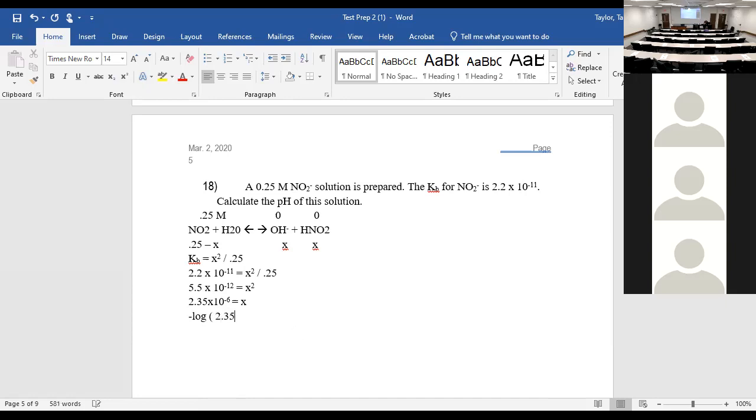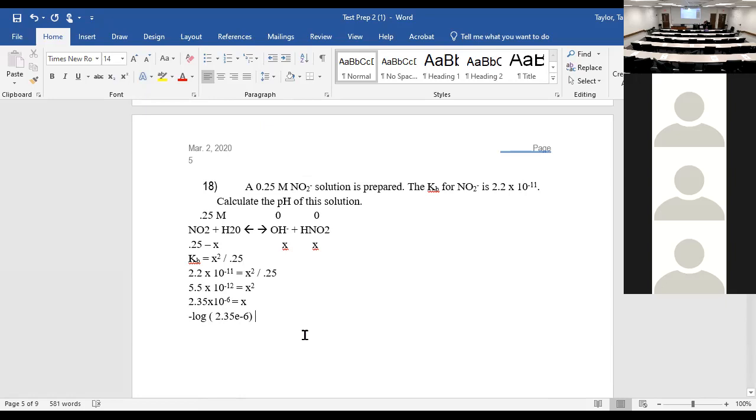Negative log of 2.35. I'm just going to go ahead and use the E. Do y'all know what that means whenever you put E like that? Exponent. Yeah. Instead of typing out the times 10 to the negative 6 and everything, I'm just going to do E negative 6. It'll make everything go a lot quicker.